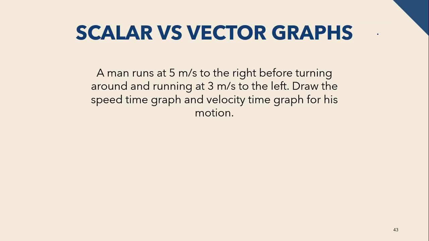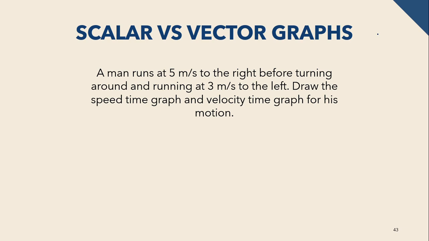Okay, and now as a quick last note before we move on, I want to cover scalar versus vector graphs and the biggest difference between them. Now, let me read this. A man runs at 5 meters per second to the right before turning around and running at 3 meters per second to the left. Draw the speed time graph and the velocity time graph for his motion. Now, if you can remember, what's the difference between scalar and vector quantities, or speed and velocity? Scalar quantities, like speed, don't have direction, whereas vector quantities like velocity do.